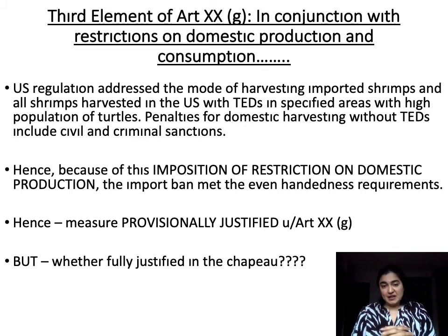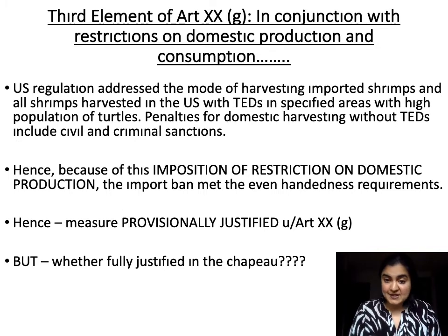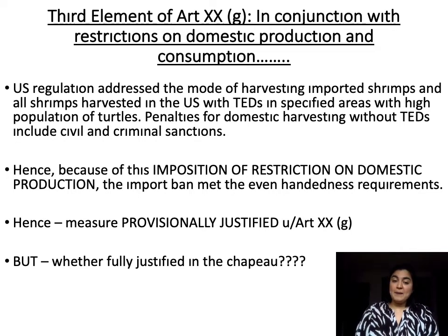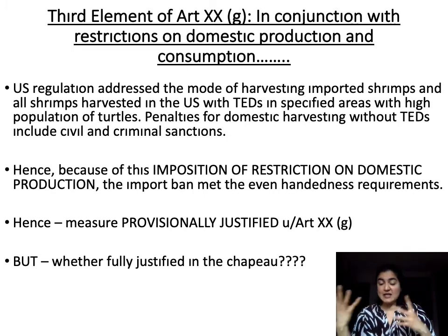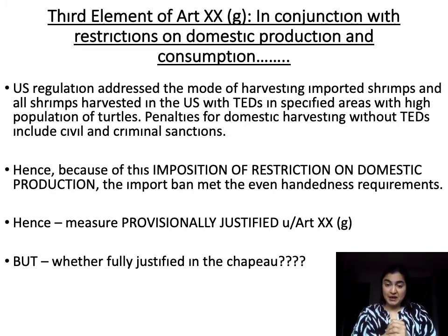And the third element is in conjunction with restrictions on domestic production. So is the US imposition of this measure even-handed? The panel said yes, because the US has imposed these restrictions on domestic shrimping as well. So if anyone is caught shrimping in the US without TEDs, there are criminal and civil sanctions to follow. So the panel clearly said that the imposition of restriction is on domestic as well as foreign shrimping, and therefore the US satisfies the test of even-handedness.